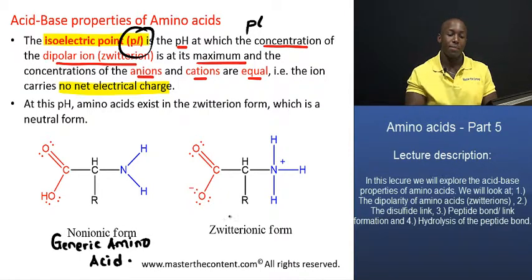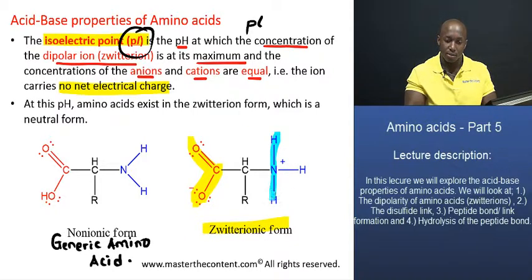And what actually happens under physiological conditions, at a pH of about 7, is that it will exist in its zwitterionic form. In which we have a negative charge on that carboxyl group right there, and what is essentially a positive charge on that amino group right there. So these two charges will cancel each other out, and this zwitterionic form will be relatively neutral.